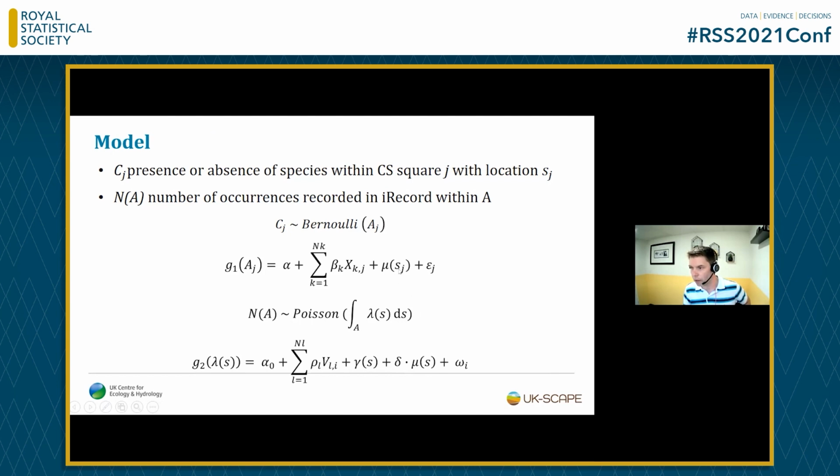So what we've got here is this bit, this mu, this is the bit we're really interested in. This is the spatial field which will determine the species distribution. That's the bit that's common between these two models here. So that's the bit we want to estimate.